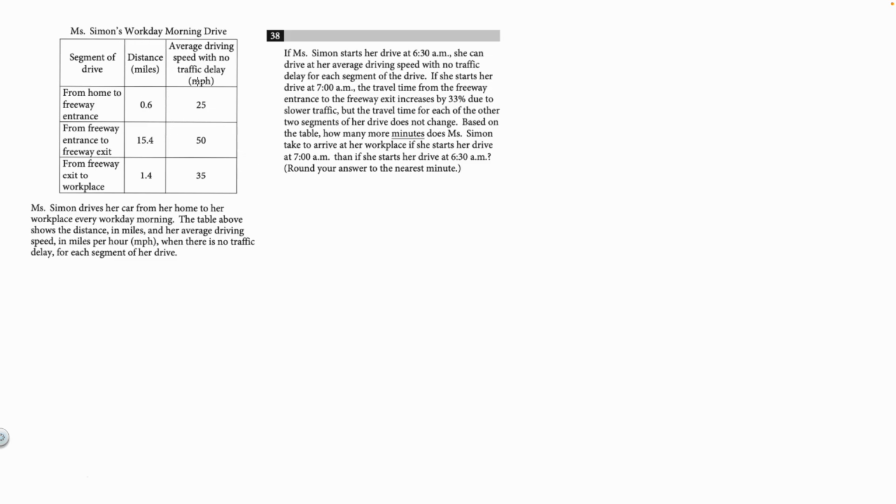So if Miss Simon starts her drive at 6:30 a.m., we can start with option 1 to this solution. We're focusing on the freeway entrance to the freeway exit. If we look at the table, the distance is 15.4 miles, and her speed on this portion is 50 miles per hour.